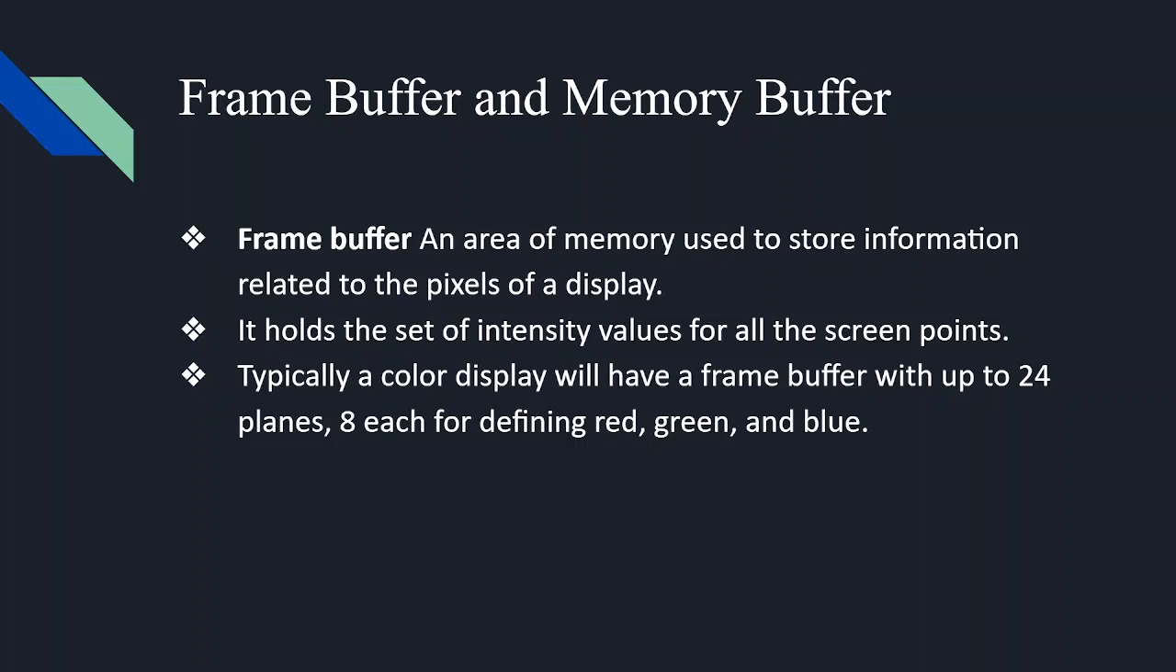Next is the frame buffer and memory buffer. A frame buffer is an area of memory which is used to store information related to pixels. Generally, intensity values of pixels are stored in the frame buffer. At the time of scanning of any image, these intensities are read by the computer and displayed on the screen to show images, text and videos to the user. Typically, a color display will have a frame buffer with up to 24 planes, 8 each for defining red, green and blue.